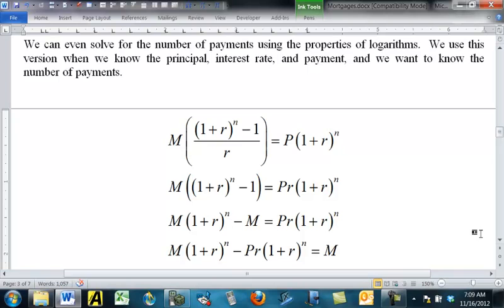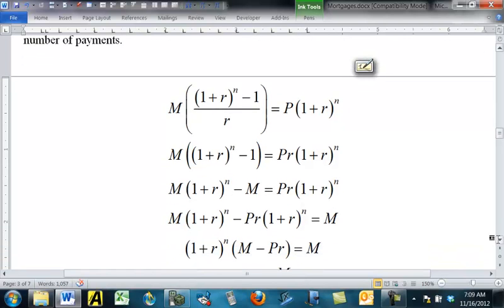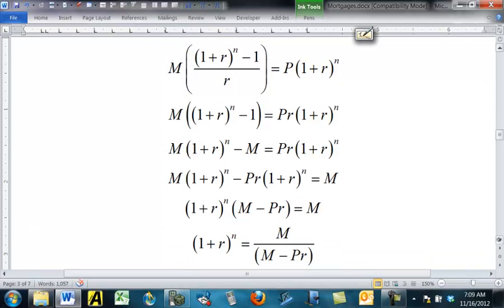Now, I'm going to add m to both sides, so I'll get the m on the right. Subtract pr times 1 plus r to the n, so that gets everything that's an n term on the left. Notice they're both 1 plus r to the n, so I can factor that out. 1 plus r to the n, and that leaves m minus pr. Divide both sides by m minus pr, and I've isolated my exponential.